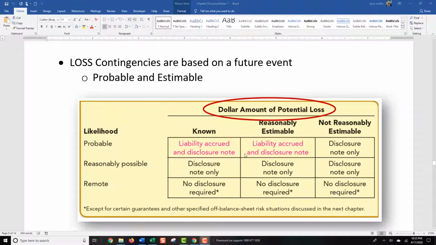All right, loss contingencies have to be probable and estimatable, or estimable. And the deal with this is, what do you do if you're going to have a loss? Do you have to disclose it? Do you actually make a journal entry? Or do you just ignore it? So you have a factory that burns down. What do you do with it?